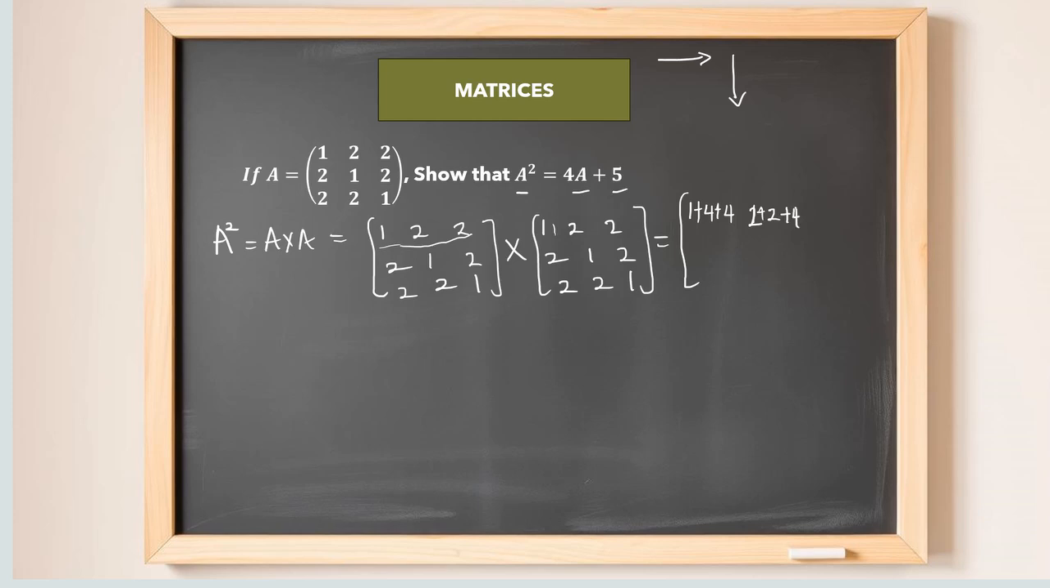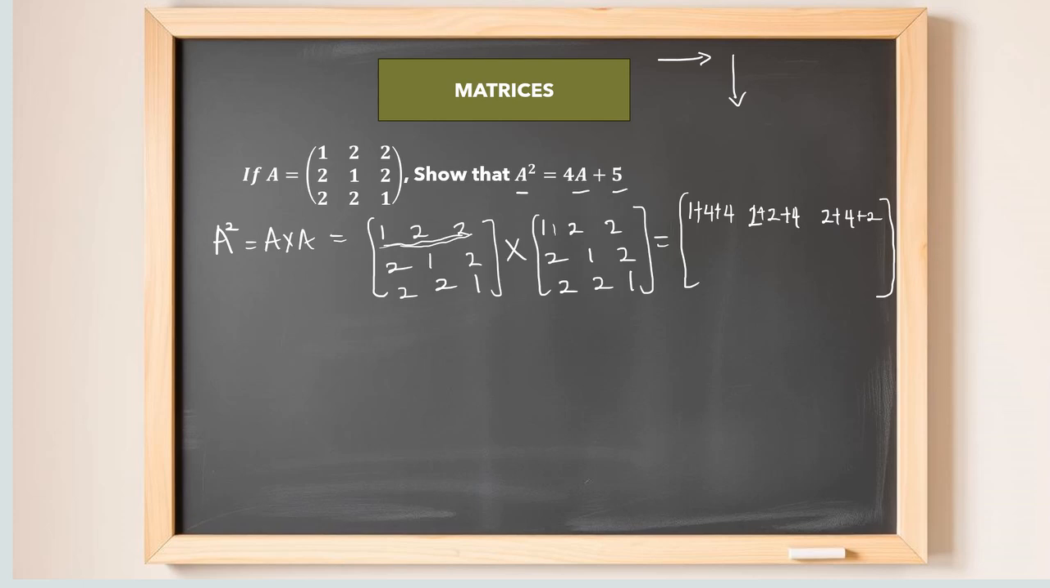And for the last one, we want to use this row to multiply this column. So which is going to be 1 multiplied by 2 is 2, 2 multiplied by 2 is 4, and 2 multiplied by 1 is 2. So we are done with the first row. So what I did here is to use this row to multiply the first column, use this same row to multiply the second column, and use this same row to multiply the last column.